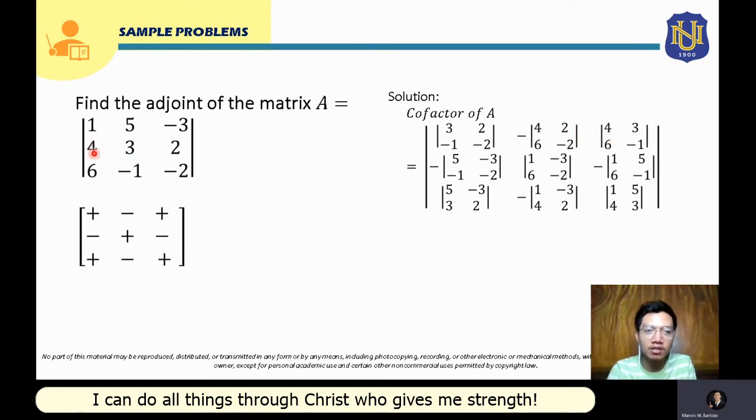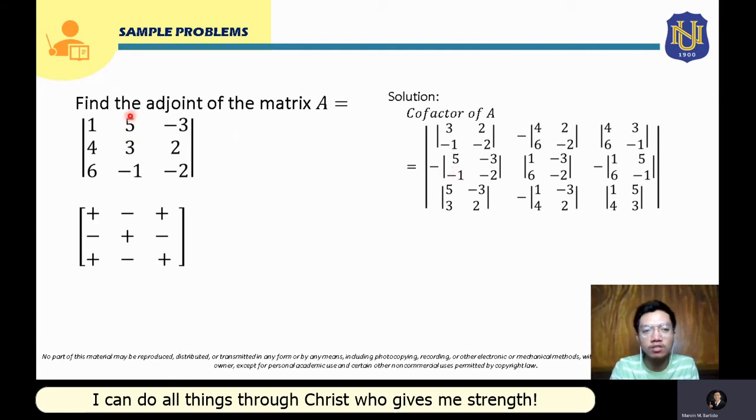Now for the next element here, we are just going to solve for its cofactor by deleting the corresponding rows and columns and solving for the determinant of the matrix formed from the remaining elements. So that will be 5, -3, -1, -2. Okay, and multiply this to the sign convention, which is negative. So that will now be the cofactor of that element.